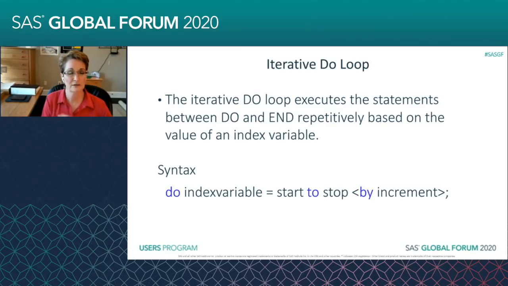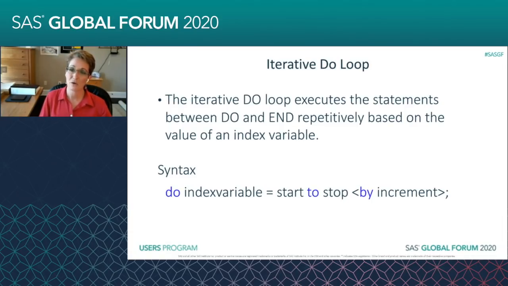Just be aware that you're going to be referencing that index variable within the do loop when you're referencing the array. You give it a start value. You use the keyword to. You give it a stop value. And you can increment by something other than 1. The default is to increment by 1.